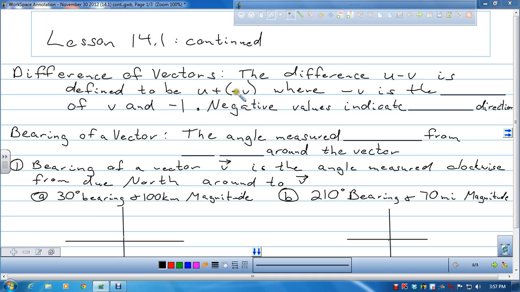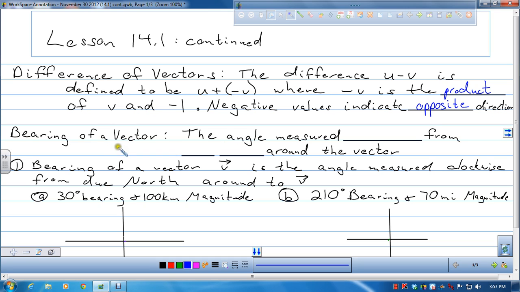Subtraction is adding a negative, where negative v is the product of v and negative 1. Negative values indicate the opposite direction. So it has the same magnitude as v would have, however it is going in the opposite direction.